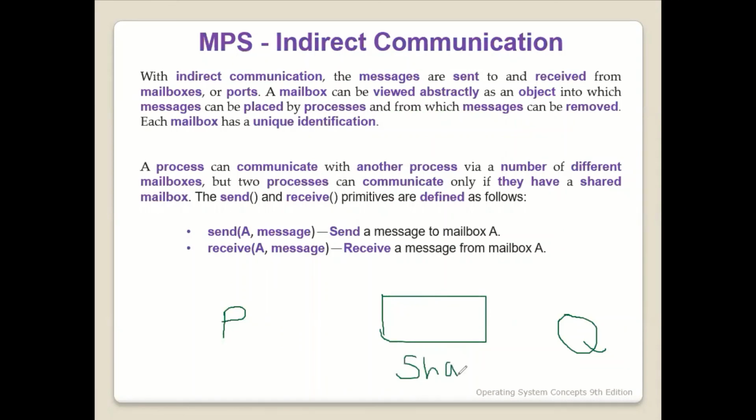Remember, P and Q can share messages only through a shared mailbox. There should be a shared mailbox between the processes, and only through it can P and Q communicate. So P sends data and Q removes the data. Just mention the mailbox name in the send and receive operation, remembering that it must be a shared mailbox.